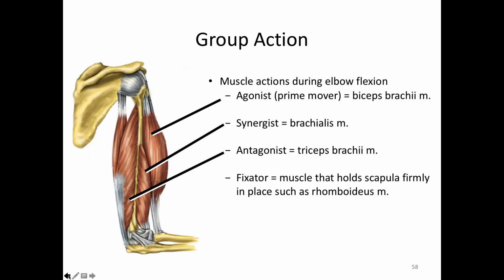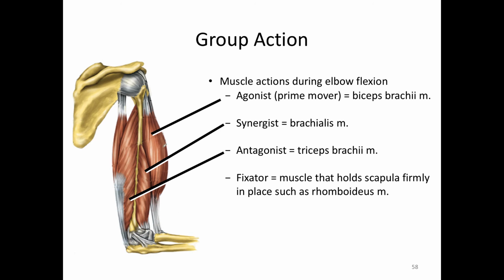Oops, sorry, my bad, go back one. We have the biceps brachii, we have the brachialis, and we have the triceps brachii. So notice I'm being very precise about my language. This is the 2 heads arm. This is the 3 heads arm.